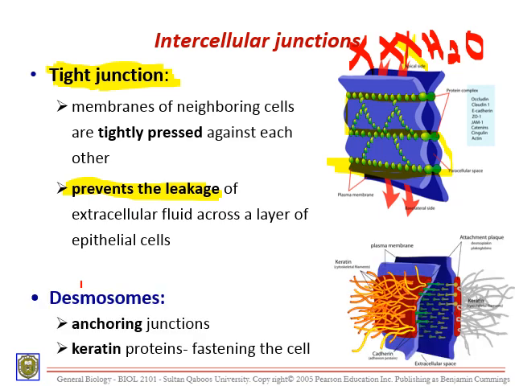Okay, now this was number 1. Number 2 is desmosomes. Desmosomes are also called anchoring junctions. Anchoring means a mooring. Okay, so you can imagine these are very, very tough. They are very strong and they are made up of keratin proteins.